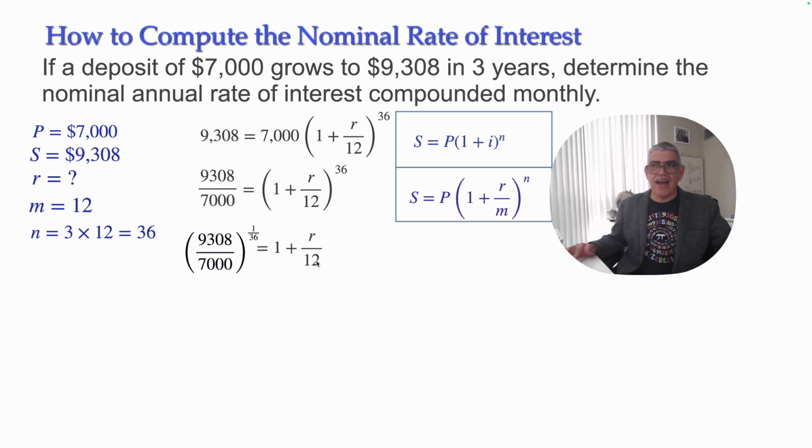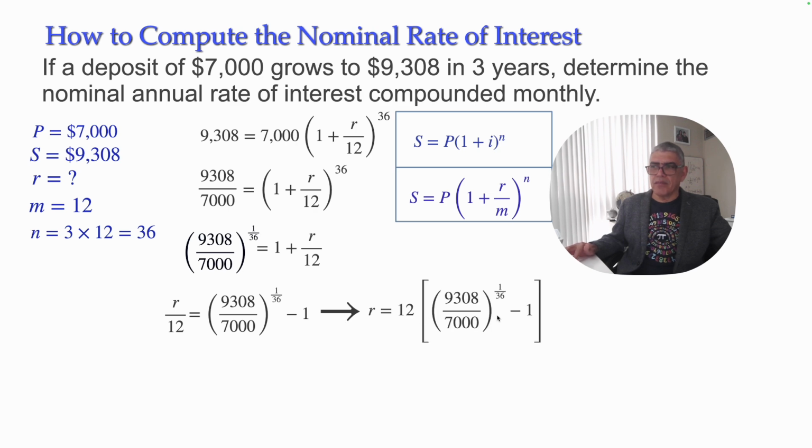Now that you have R over 12, solving for R is easy, and you can subtract 1 both sides. So at this side will be minus 1. This 1 disappears. So we have that R over 12 is this number minus 1. And then multiply everything by 12. So if you multiply everything by 12, this is the answer, and then use your calculator. That's it. That gives you the nominal rate of interest.